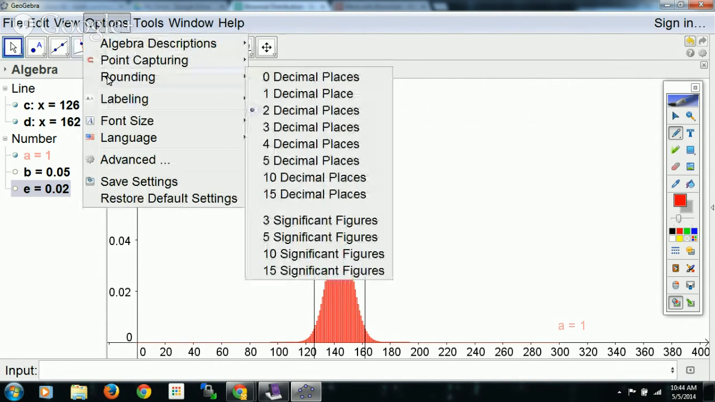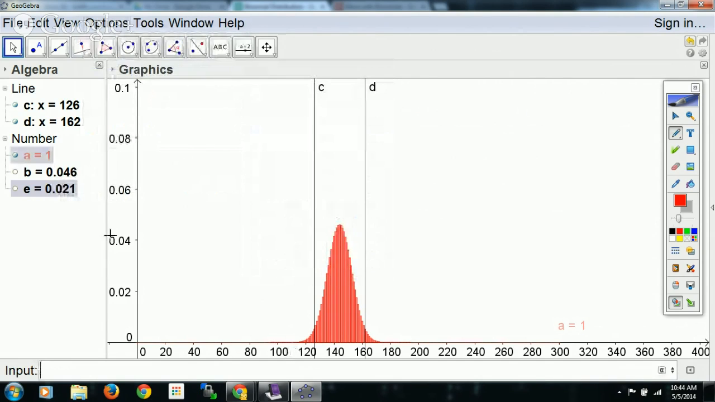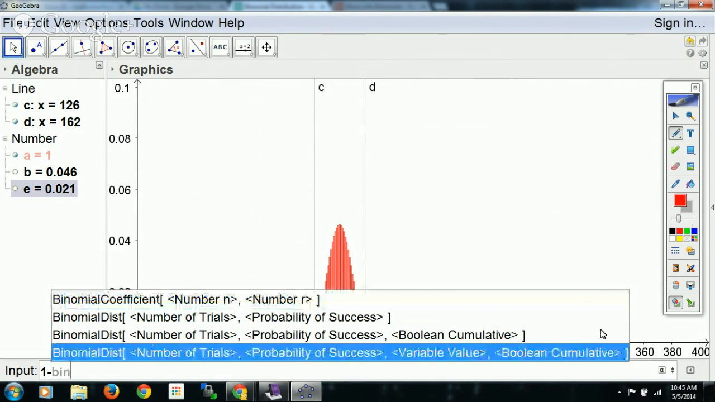Let's up the rounding a little bit. Let's go to 3 decimal places. 2.1% is what GeoGebra says for the left tail. Now for the right tail, I have to do a 1 minus, because GeoGebra and Excel and the calculator only do left tails. So 1 minus the binomial distribution.